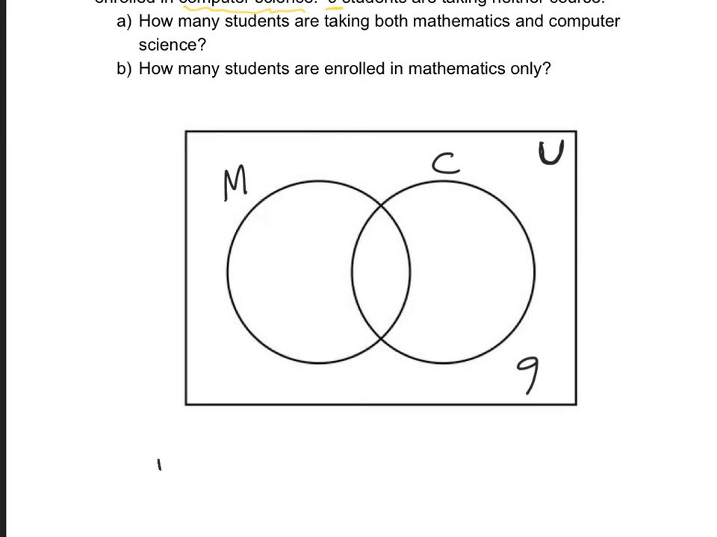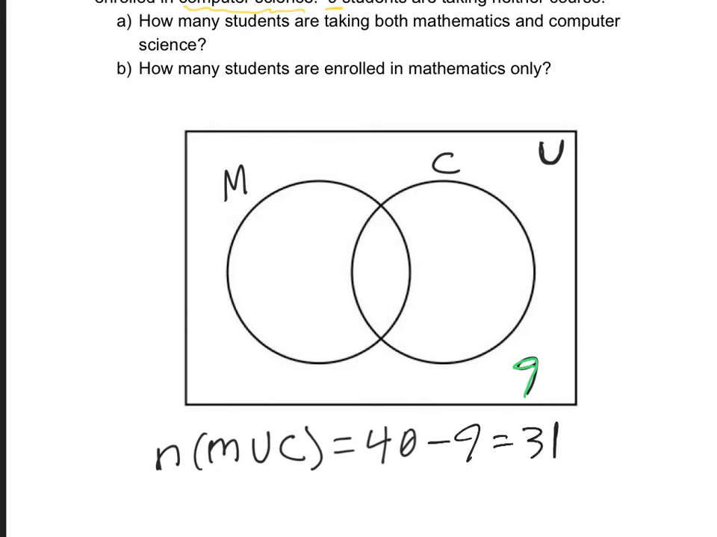Okay, how many students are taking mathematics or computer science? Well, we had 40 students in total who we are interested in. And we can see that 9 of these students are not enrolled in either one of those courses. So 31 students have to be enrolled in either mathematics or computer science. So that means when we add up the numbers in each of these 3 regions, they are going to have to add up to give us 31.